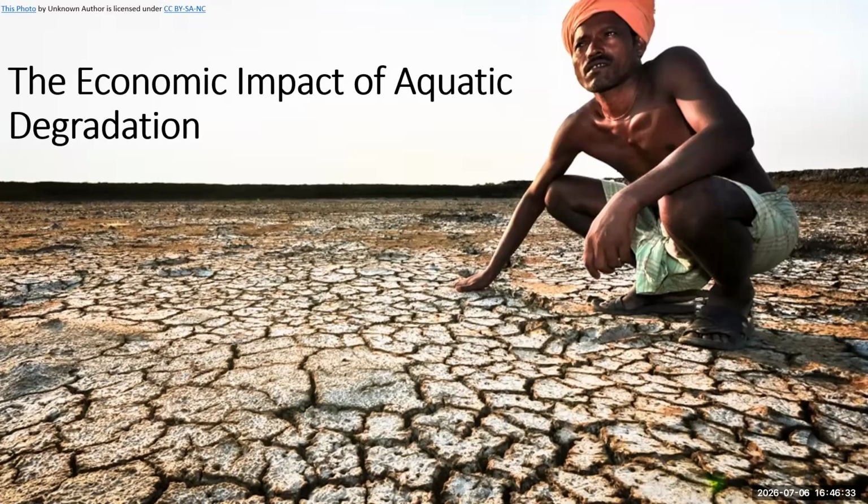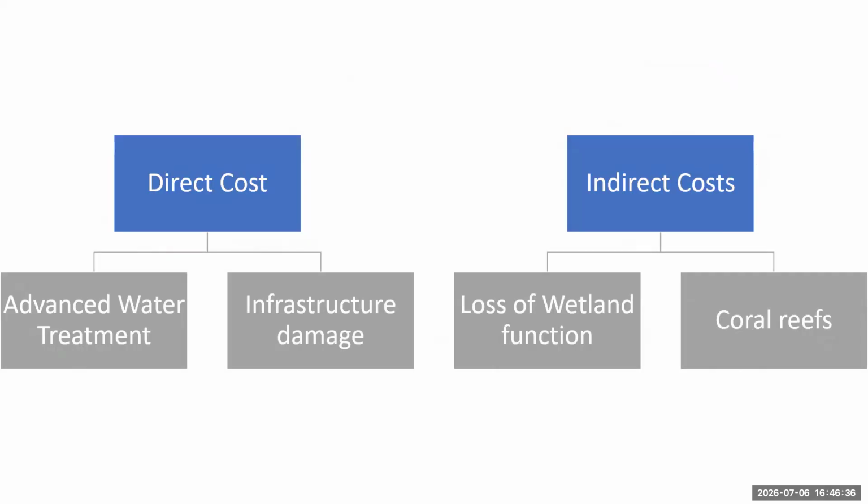The economic impact of aquatic degradation. Aquatic ecosystem degradation also has major economic consequences. These are direct costs which are mostly visible to the eye, such as spending on advanced water treatment technologies and repairing damage to water infrastructure. When water quality declines, cities often need expensive treatment technologies to make drinking water safe. Additionally, invasive species can damage water infrastructure as well, leading to high maintenance costs.